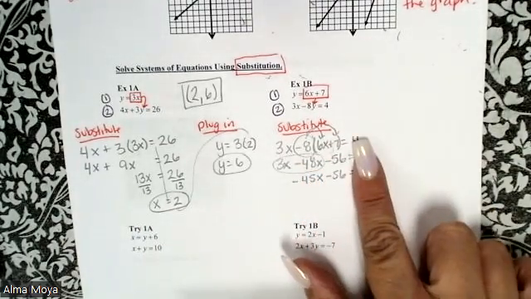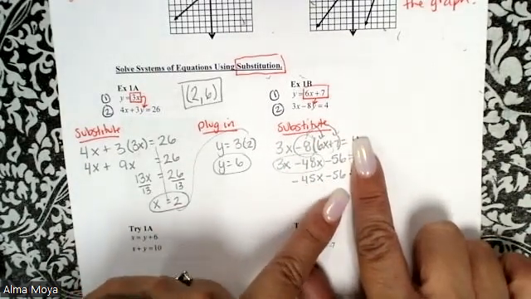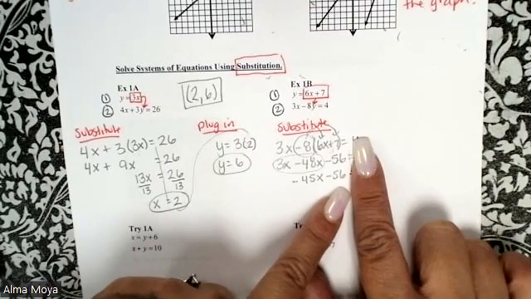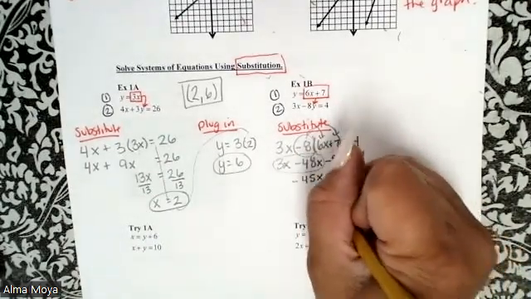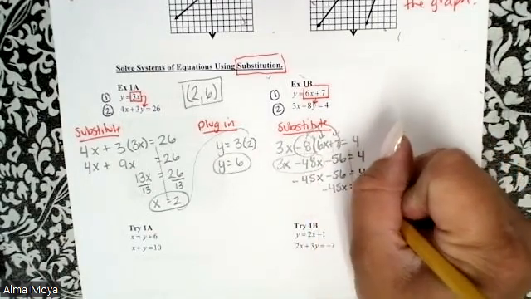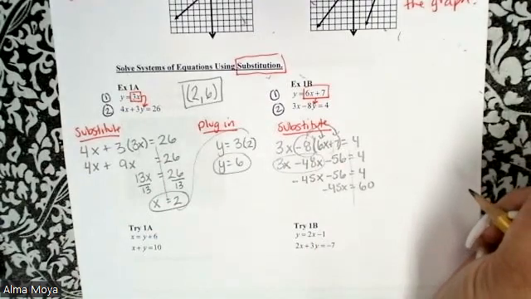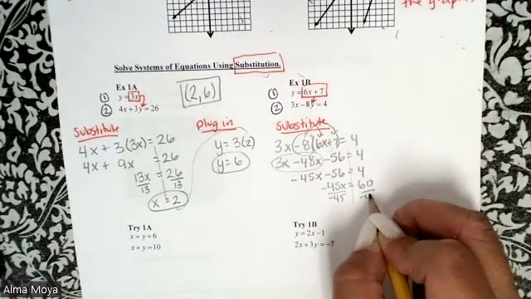Going back to the two-step equation, we were solving for x. Do not move the 45 because it's glued to it. You want to move the minus 56. So the opposite of minus 56 is to add 56 to both sides. So if I add 56 to both sides, 56 plus 4 is going to be 60. And then the last step is to divide by negative 45 on both sides.